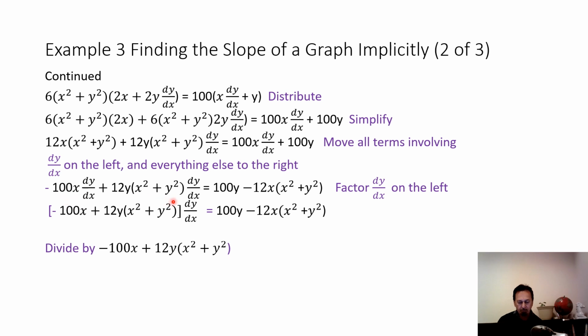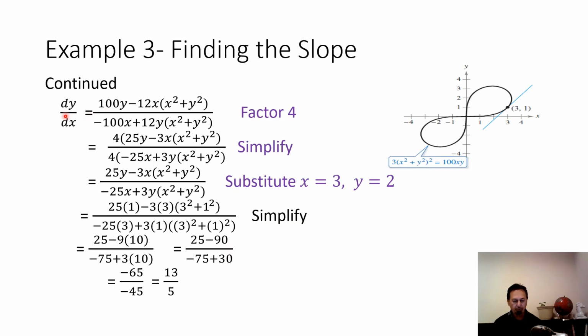Okay, so we factor dy over dx on the left side, so you will have minus 100x plus 12y times x squared plus y squared, times dy over dx. And we just copy this one, 100y minus 12x times x squared plus y squared. So now we divide both sides by this term, on the left side this cancels out. So now we have dy over dx equals 100y minus 12x times x squared plus y squared over minus 100x plus 12y times x squared plus y squared.